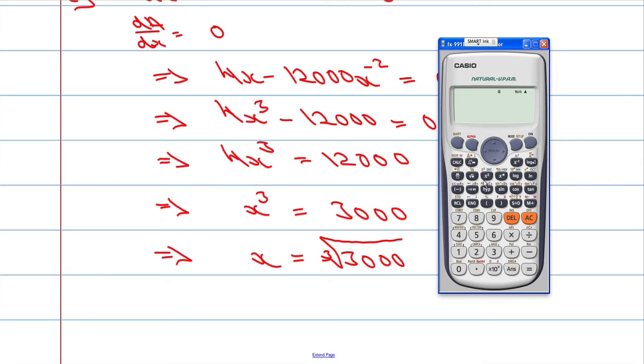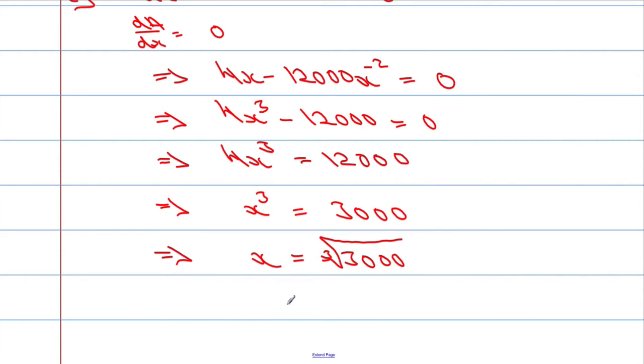Remember, this comes up in the core 2 paper, so we can use a calculator. We're going to take shift and, that hasn't worked. Let's try that again. So we're taking the cube root of 3,000. We're going to give our answer to 3 significant figures, so it's going to be 14.4. So x equals 14.4, and that's to 3 significant figures.